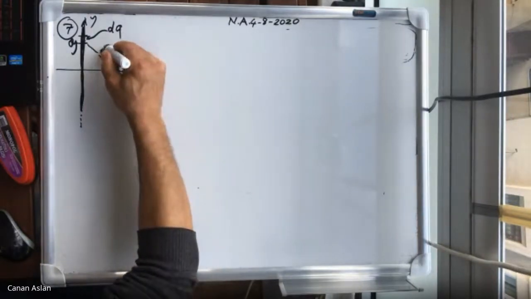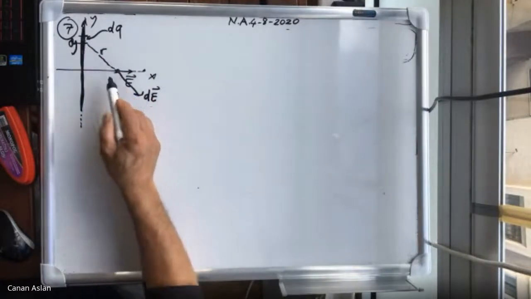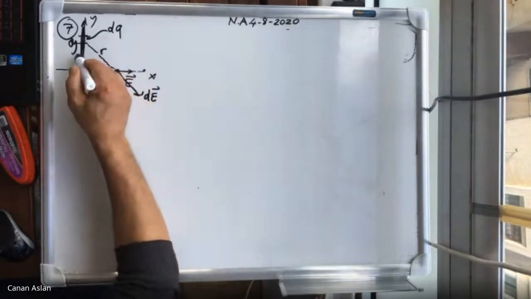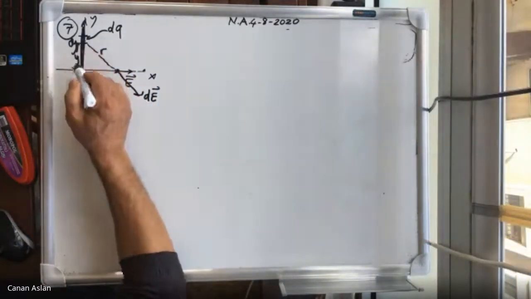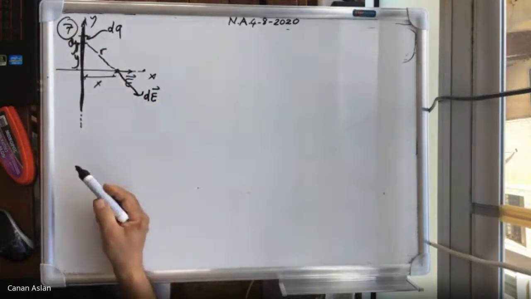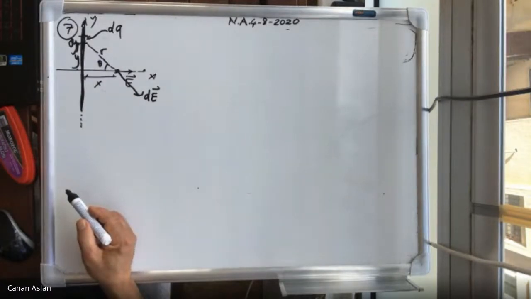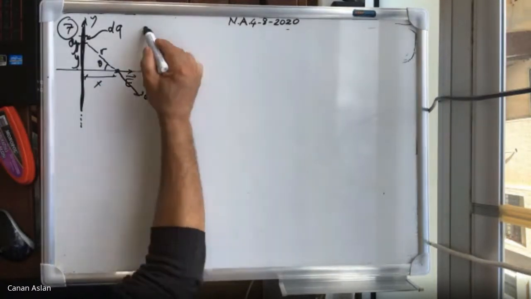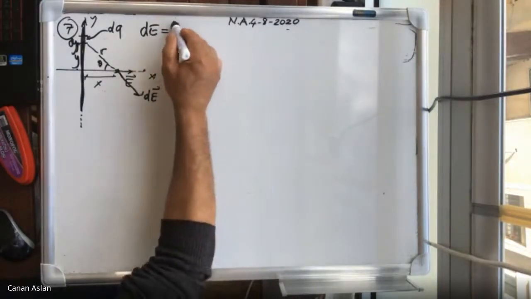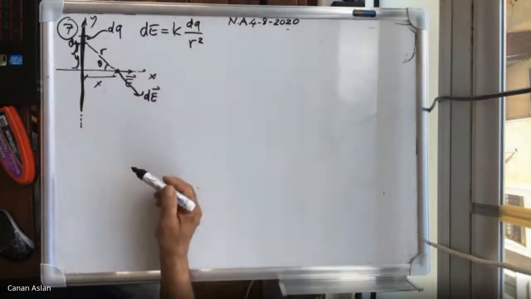Then we say that the distance from this point to the point at which the electric field should be found is r, and this is y, of course. The height is y, and this is x, because the x direction and y direction are very natural, and this is angle theta that we will use later. Now the magnitude of dE is given by k dq over r squared. This is just a regular thing that we know.